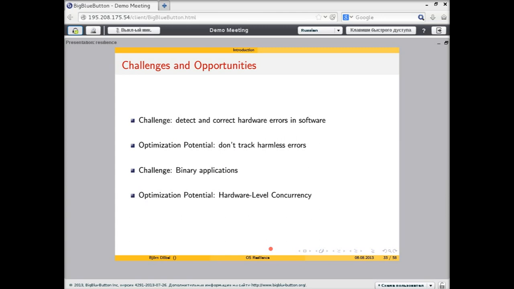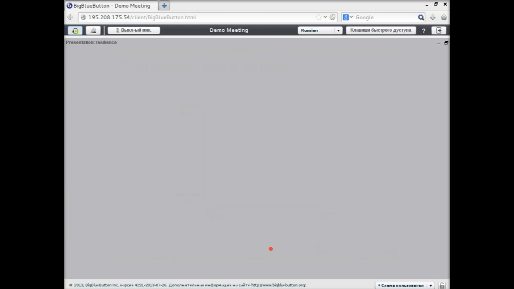And the last optimization potential is that if you have a look at modern hardware, then we have a lot of hardware level concurrency. So these days, even in your laptop, you get 4 or 8 cores that you can use for processing. And these processors are most of the time idling around anyway, because the software you're running is not making use of them at all. So there's some optimization potential here, because we can use this hardware level concurrency to perform additional checks or to track hardware errors.